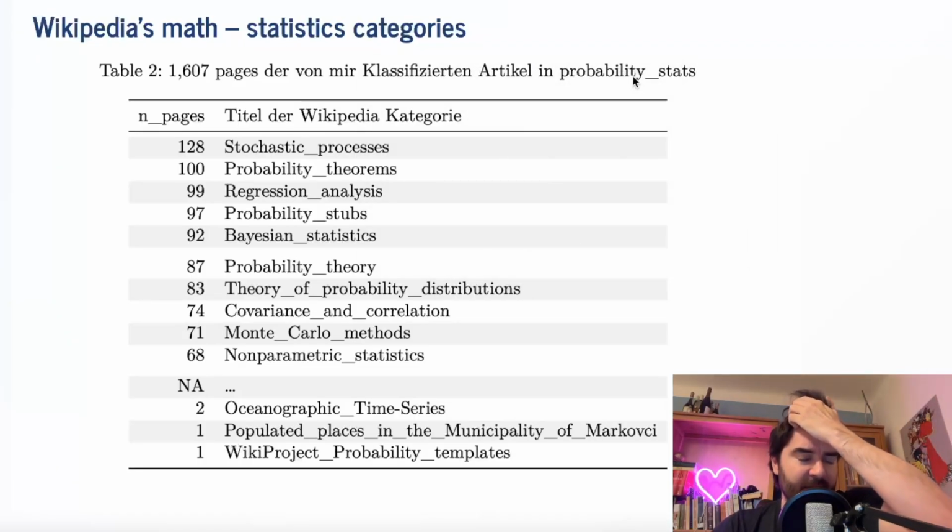The biggest subcategories on Wikipedia are, for example, the stochastic processes category, right? So this is a Wikipedia category that has over 100 pages associated with it. And then there's oceanographic time series, which is a category with only 2 pages. That's how Wikipedia is. I guess a little bit homegrown and historically grown.